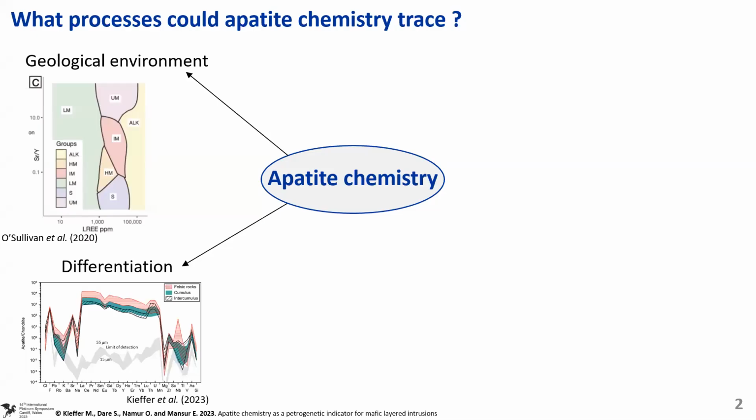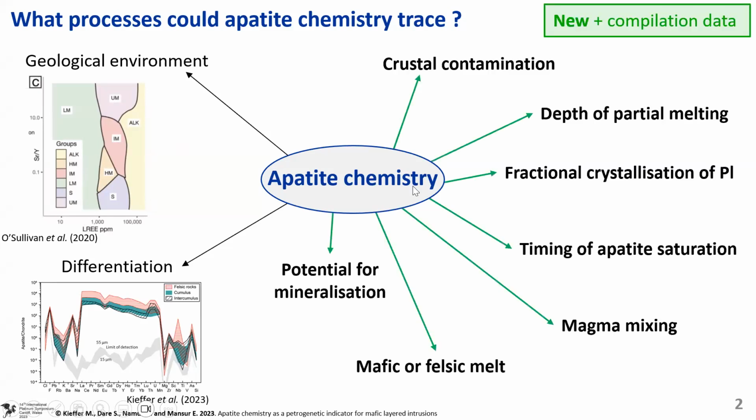So, we already know that apatite chemistry can be used to trace its geological environment of formation and to trace differentiation. By the way, little publicity, I'm talking more about this in my poster. And in this presentation, I will show you, using new apatite data and compilation data, that apatite chemistry can also be used to trace all these processes: crystal contamination, magma mixing, or whether apatite can crystallize from a mafic or a felsic melt.